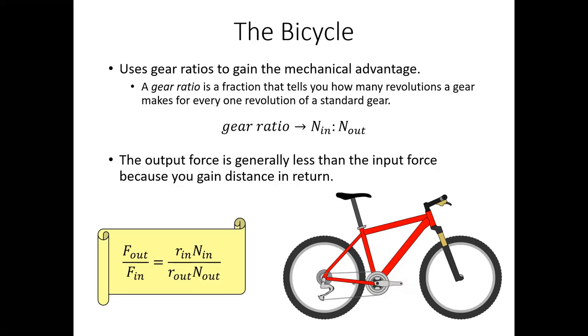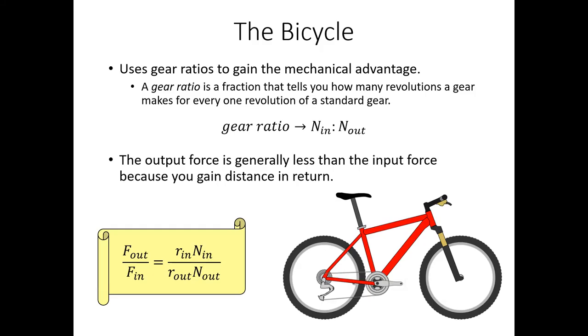Obviously, you kind of know that. Whatever force you put on the bike pedals, you know that the bike will go further than what you would have gone if you were to just walk. So the bicycle is one of those backwards kind of machines, but it's still a machine nonetheless. Now, this equation that you see in the yellow banner is a little bit complicated. Let me explain each variable to you.